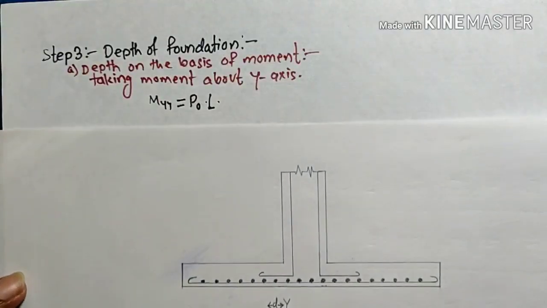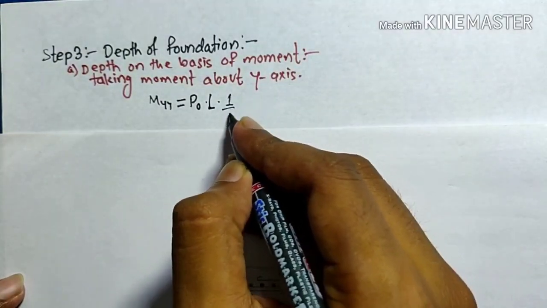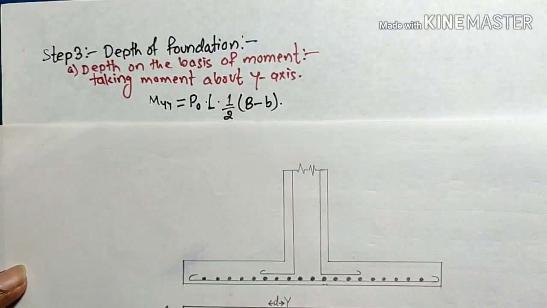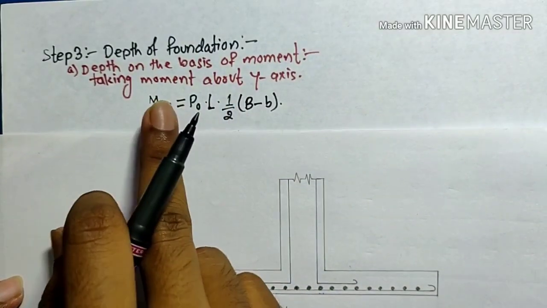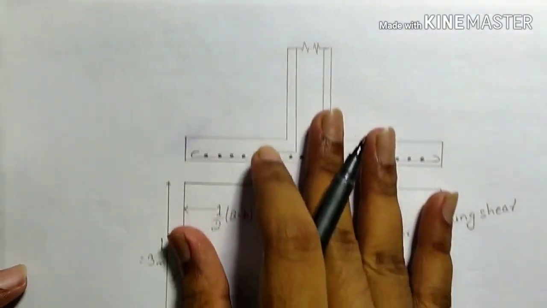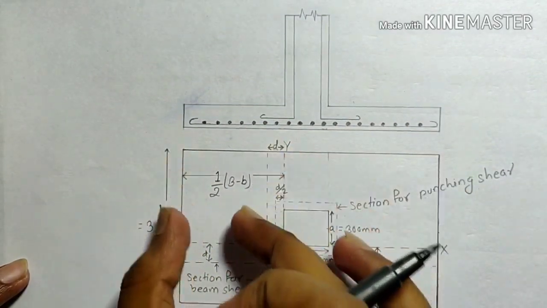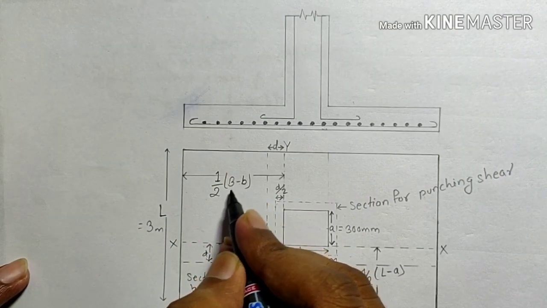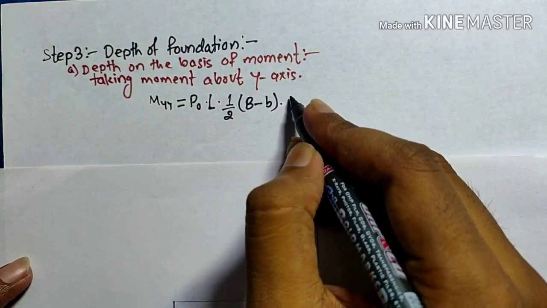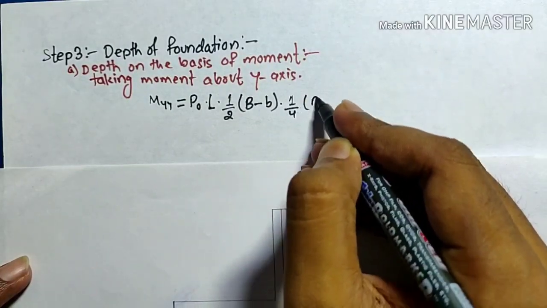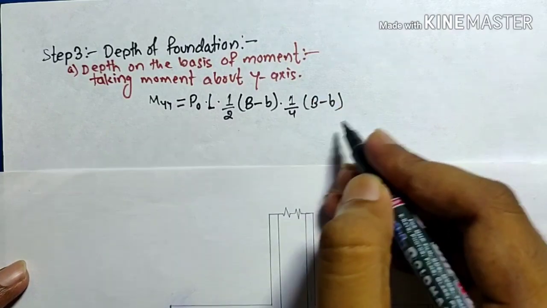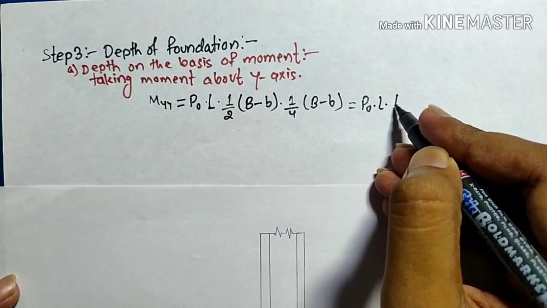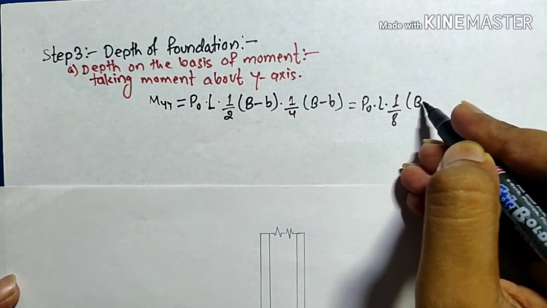So multiply this by half of capital B minus small b. Now this is our point load, and after finding the point load we need moment, so we need to multiply it with the CG. We all know that the CG of this portion lies in the middle of this portion, so we need to divide this by 2, then it will become capital B minus small b by 4. So multiply this by 1 by 4 times capital B minus small b. So the final equation will be P naught into L times 1 upon 8 times capital B minus small b whole square.